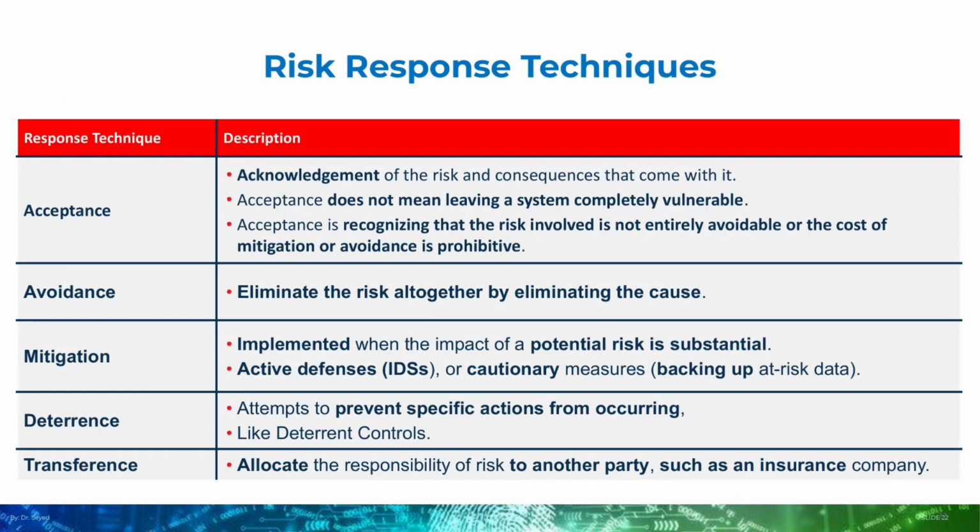Once you've analyzed a risk, you need a response. We have several techniques: acceptance, living with a low-impact risk; avoidance, not doing the risky activity at all; mitigation, reducing the impact or likelihood; deterrence, discouraging the attacker; and transference, like buying insurance. Choosing the right technique depends entirely on the risk's nature, likelihood, and impact.